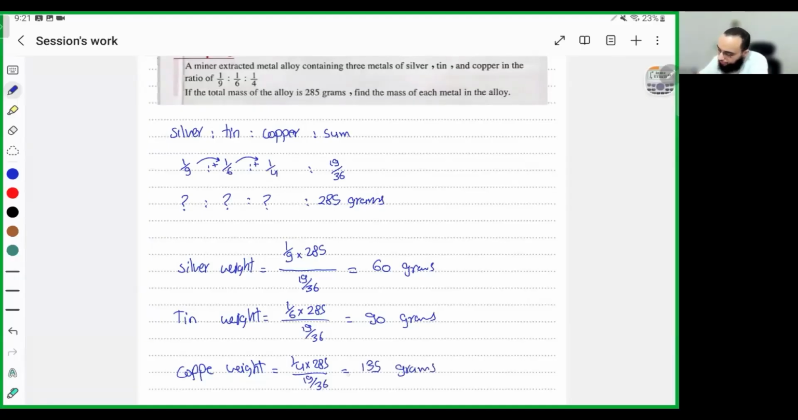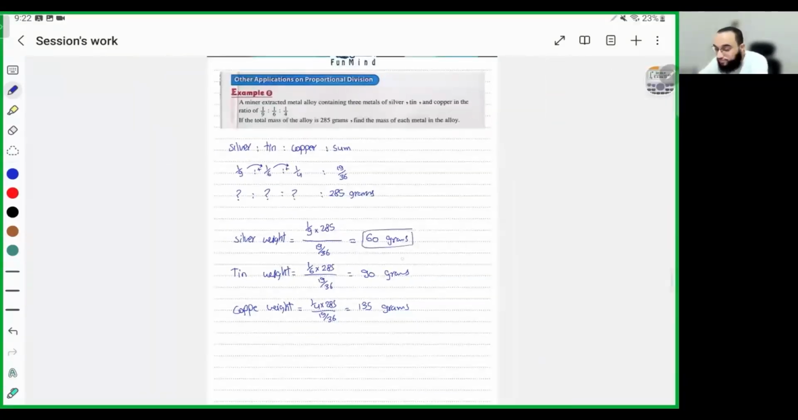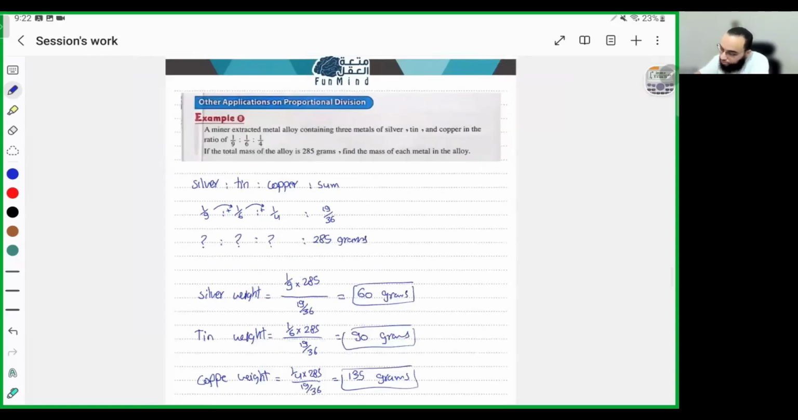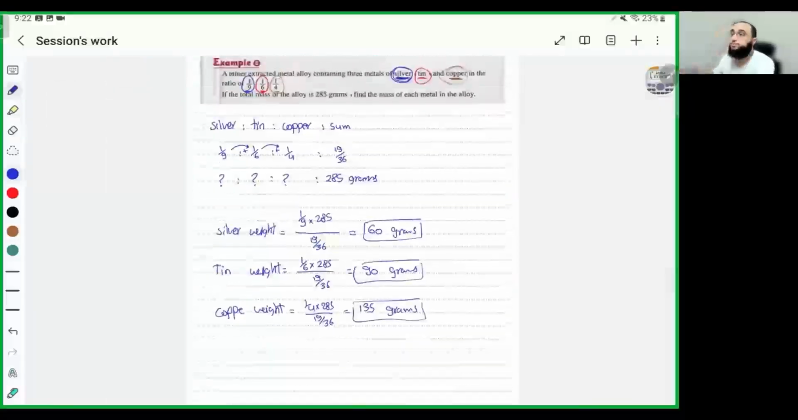Add them together. If the addition is 285, then we are correct. Let's check: 60 plus 90 plus 135. You're correct. Copper is not 1/4, copper is 1/9? No. He started with silver. Silver takes the first ratio, then the tin takes the second ratio, then the copper takes the third ratio. Okay? I got confused. Any problem?